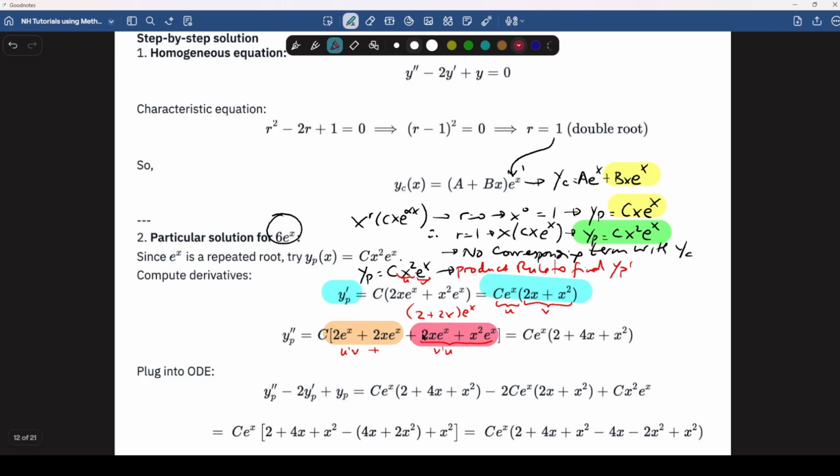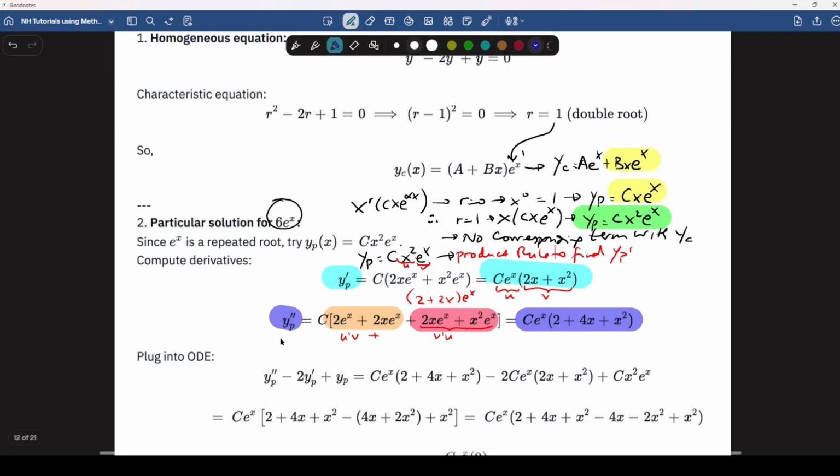So the overall will be summarized in here. So this will be our first particular color, blue. This is our yp double prime.